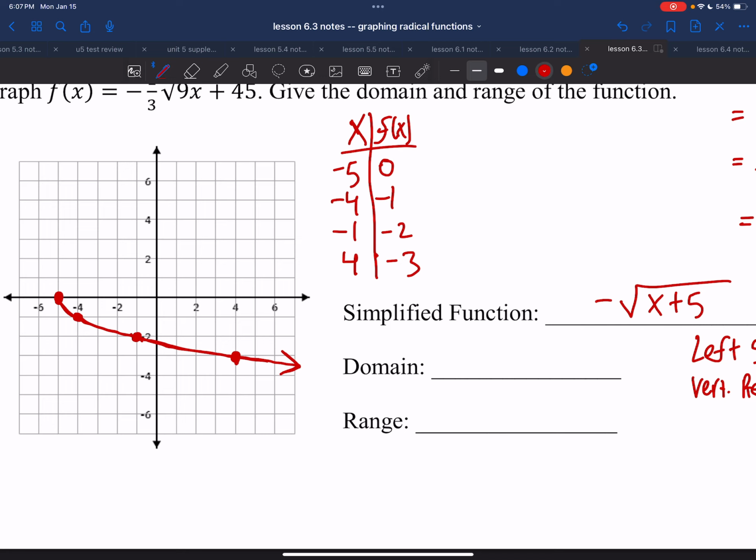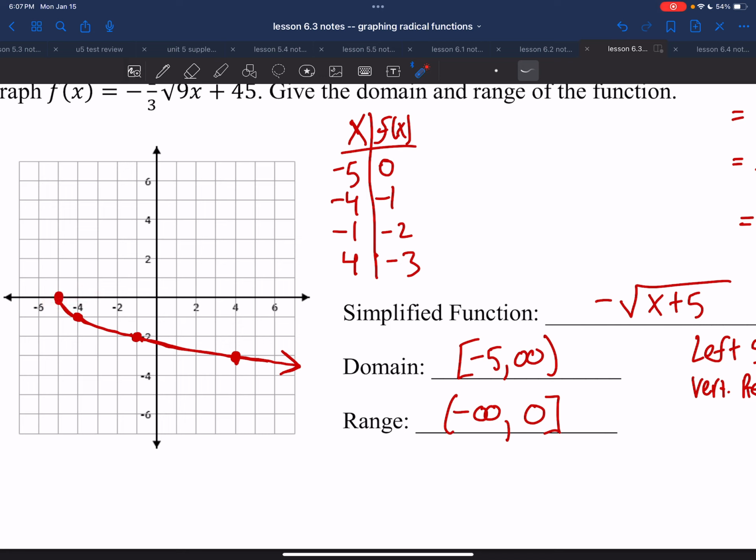Domain and range. Well, read it left to right, up and down. The leftmost point is at negative 5, and it goes on to the right forever. So it's bracket negative 5 to infinity. The range, you'll notice it extends all the way down to negative infinity. So the bottom piece is coming from negative infinity and tops off at 0. This is the top. It's 0. So bracket. And there it is.